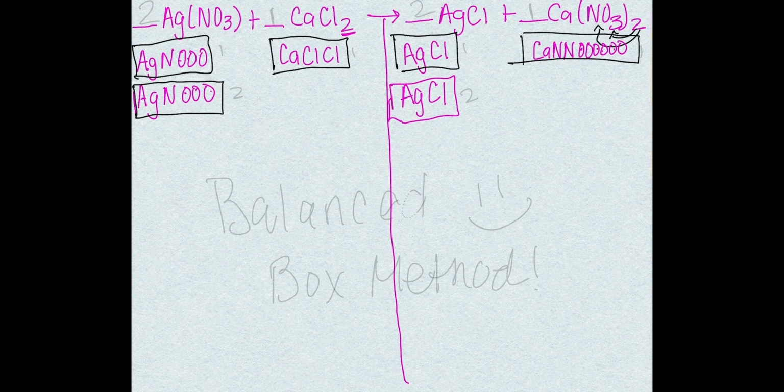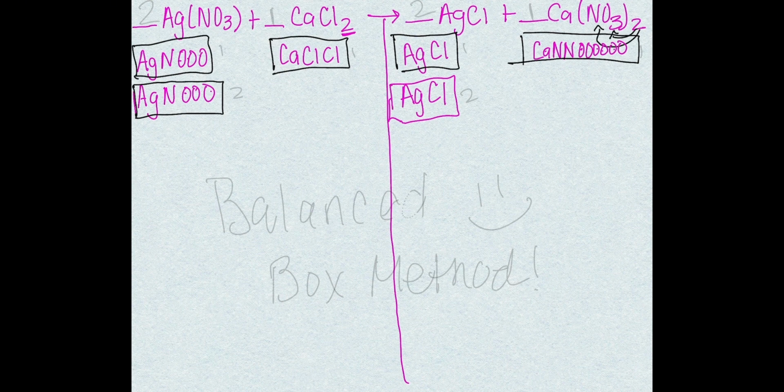Next, I'm going to go to my Cas. I have 1 Ca on the reactant side, and I only have 1 on the product side. I'm good there. And then lastly, I have my Cls. I have 2 Cls on the reactant side and 2 on the product side. So just like that, I am already balanced with all of my elements on both sides, okay?